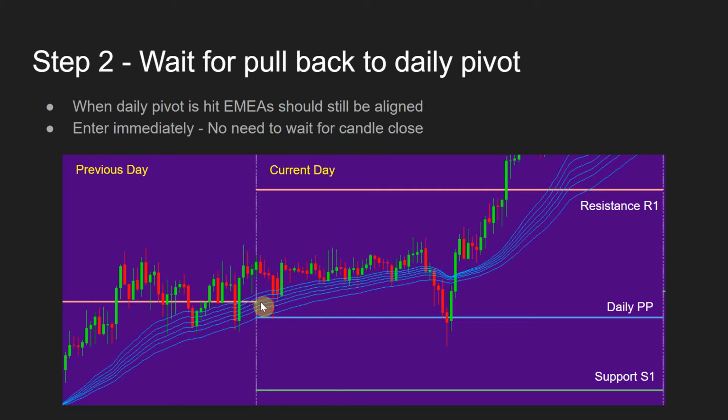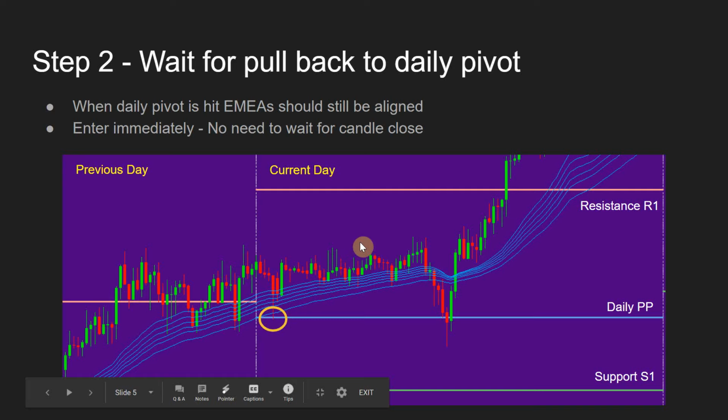So at the moment, the previous day has closed, and as you can see, you've got the 30 and the 60. All the EMAs are in the right direction for an uptrend. And then when the new day opens, the indicator will print the daily pivot point, the resistance one, and support one. So when the new day starts, you can see that price starts to go down, and then you can see here it has hit the pivot point.